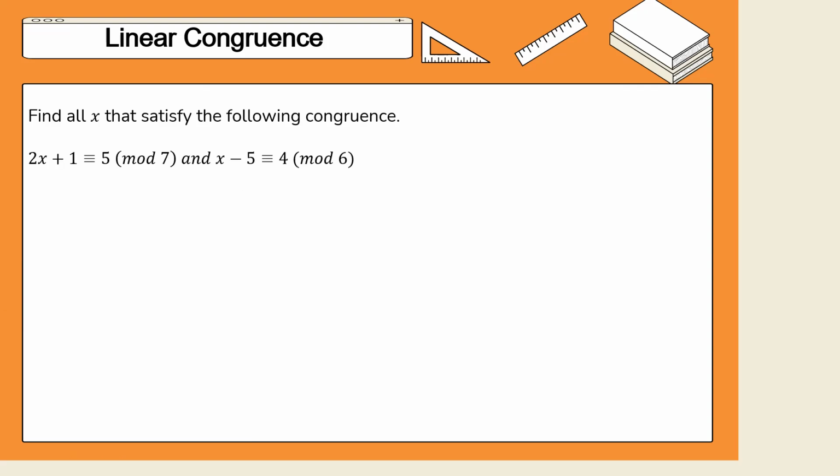Now, what about this? Sometimes you have a simultaneous equation where you have 2 equations and the variable involved is the same. Now let's say we have 2 linear congruences, and the variable involved is the same. What do you think the value of x that satisfies both?